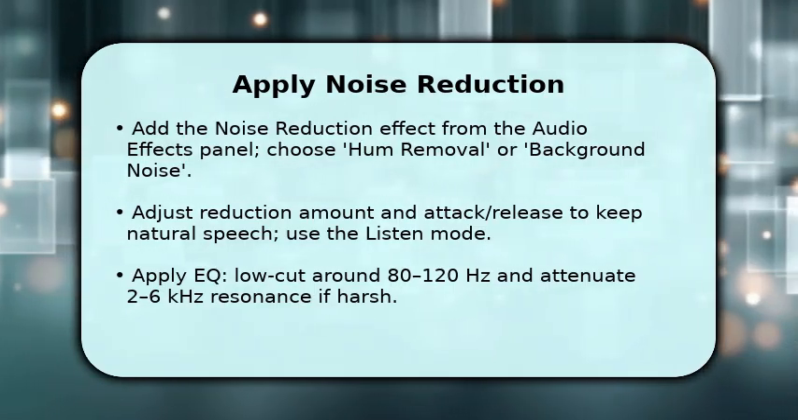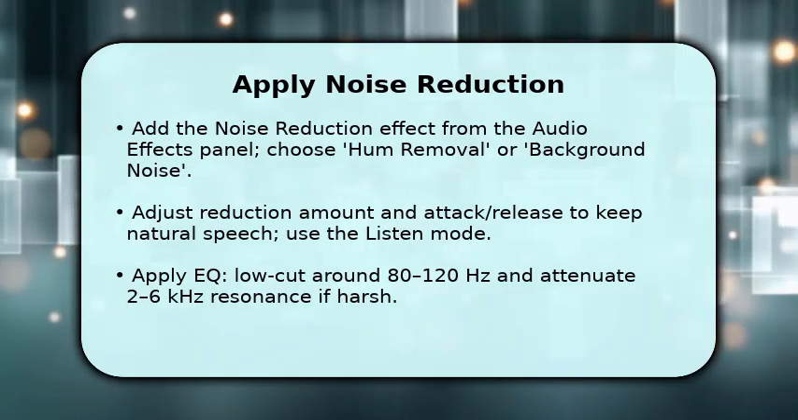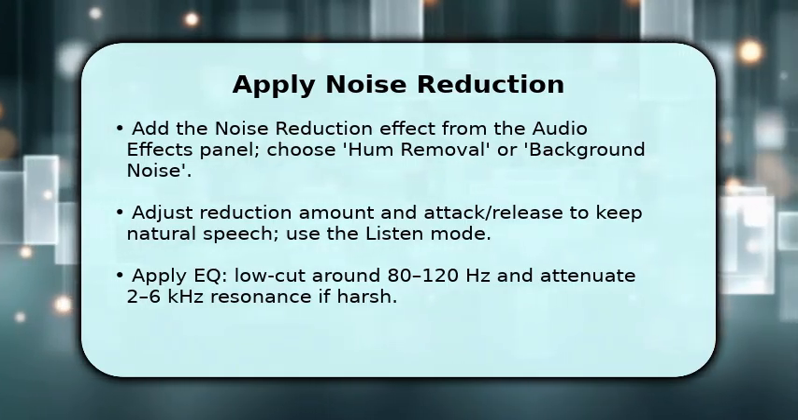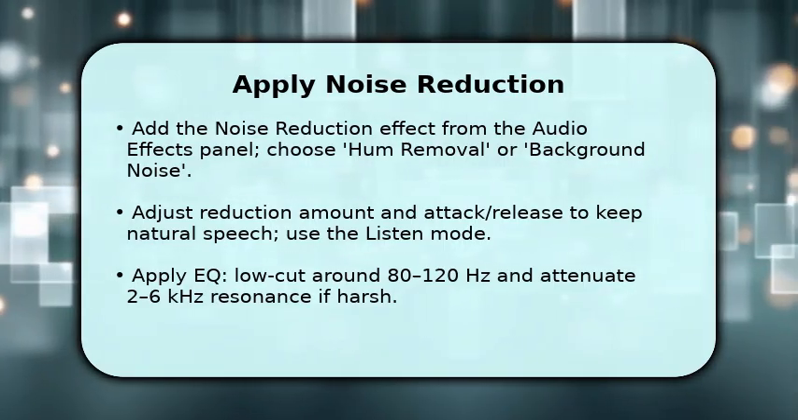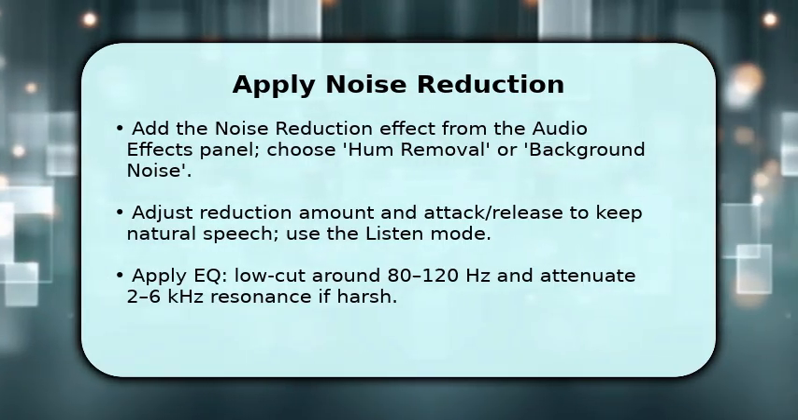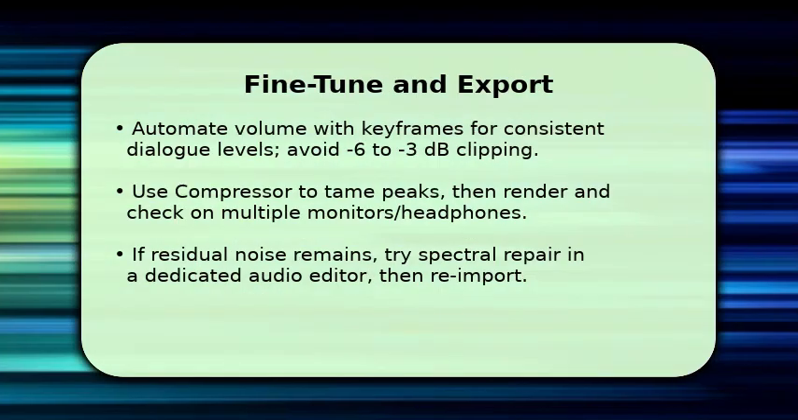Then, add a parametric EQ. Roll off low rumble around 80 to 120 Hz and gently cut any honky or harsh frequencies in the 2 to 6 kHz range to preserve clarity. Finish by automating dialogue levels with keyframes so speech stays consistent.